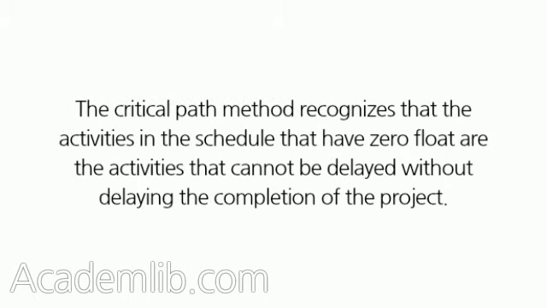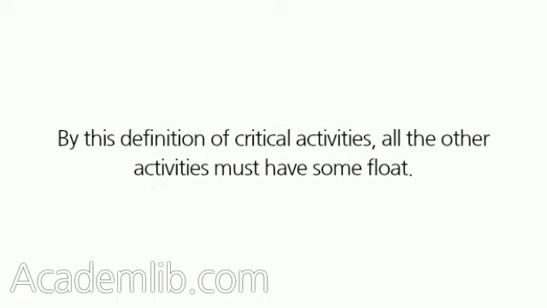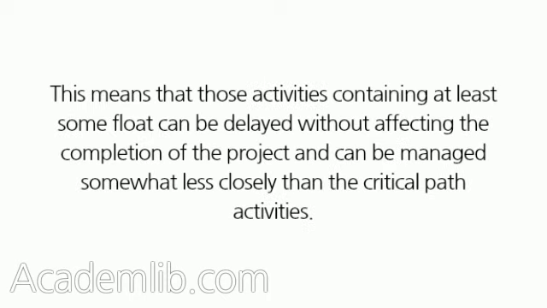The critical path method recognizes that the activities in the schedule that have zero float are the activities that cannot be delayed without delaying the completion of the project. These activities are called critical activities and should be identified as activities that require close supervision. By this definition of critical activities, all the other activities must have some float. This means that those activities containing at least some float can be delayed without affecting the completion of the project and can be managed somewhat less closely than the critical path activities.